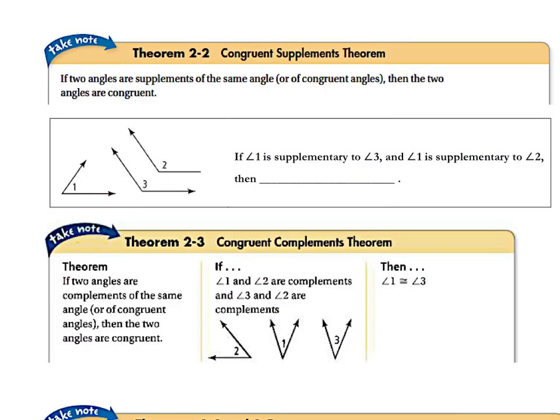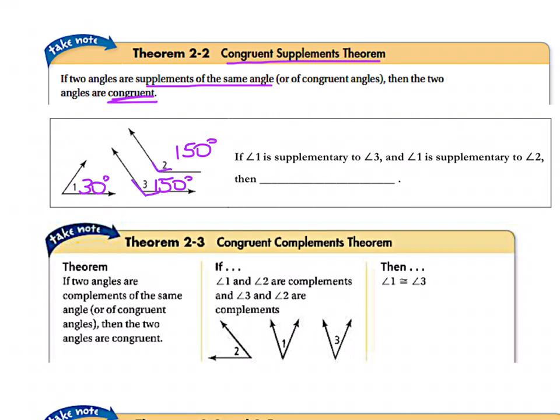There are going to be a few theorems in this lesson also. The first one is called the congruent supplements theorem. And it says if two angles are supplements of the same angle or of congruent angles, then the two angles are congruent. So in this picture, we're saying that if angle 3 is supplementary to angle 1, so let's say angle 3 is 150 degrees, that would force angle 1 to be 30 degrees. And if angle 2 is also supplementary to angle 1, then it would have to be 150 degrees also. And then, therefore, that makes these two angles the same measure.